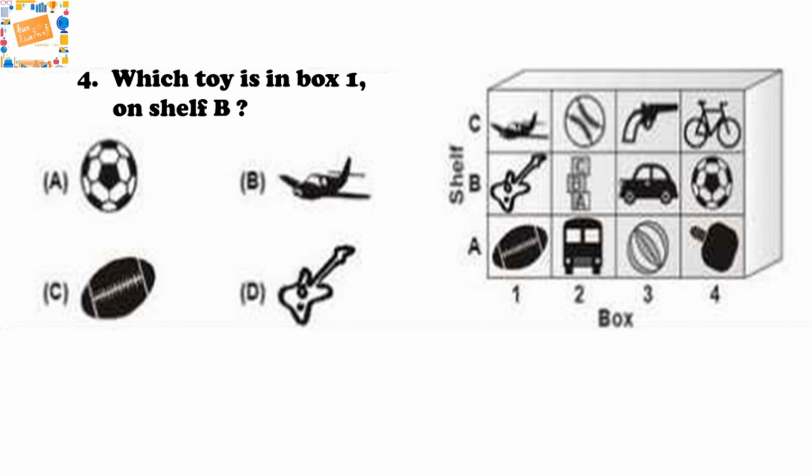Let's look at box 1. This is box 1 on shelf B. So B1 is the guitar. So our correct answer is option D, the guitar.